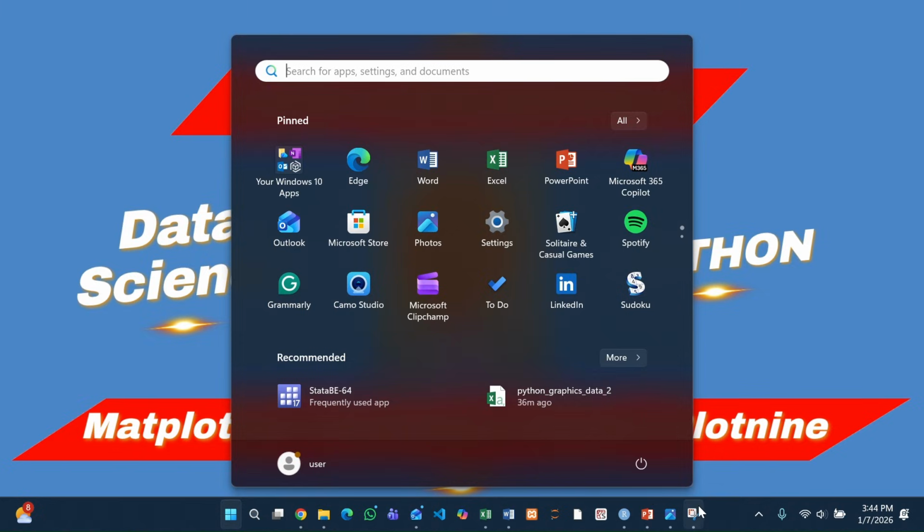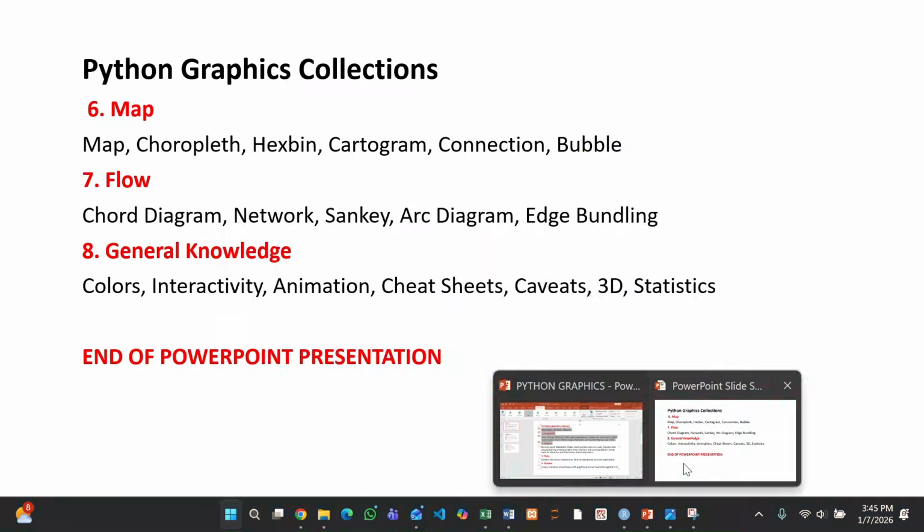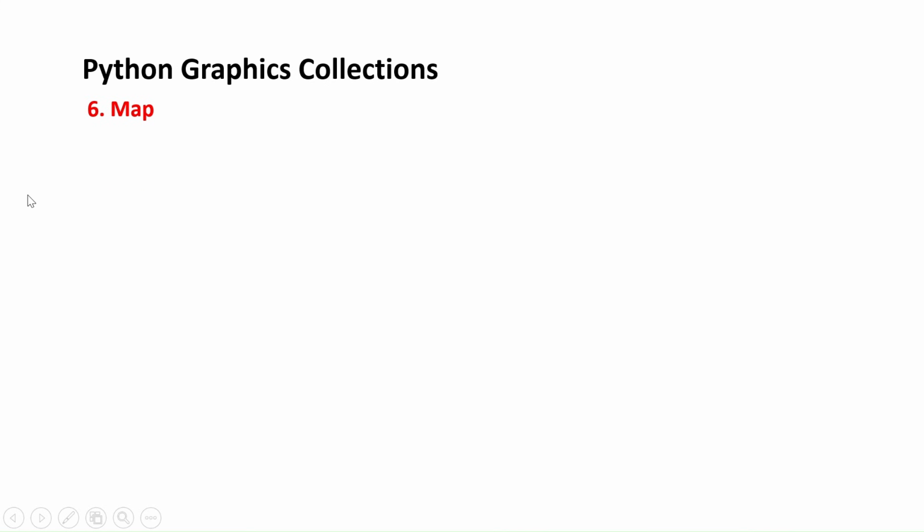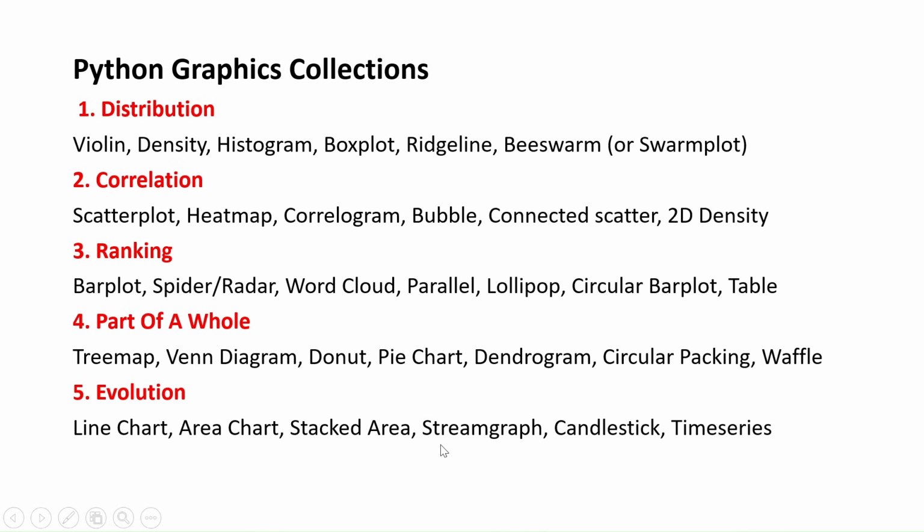Okay, but what I wanted is that so far we've covered the distribution, which is the violin, density, histogram. Now the histogram we've covered, so it's the box plot, and then we're remaining with the ridgeline and the bee swarm plot. And the next time we'll go down to correlation ones, ranking ones, part of the whole ones, evolutions. That's same as progressions or trends. Evolutions is the trends or progression.